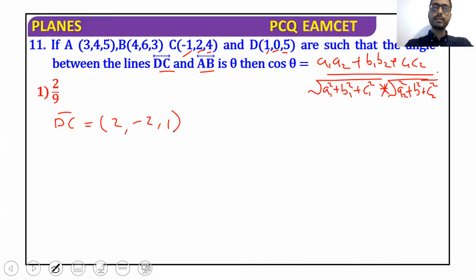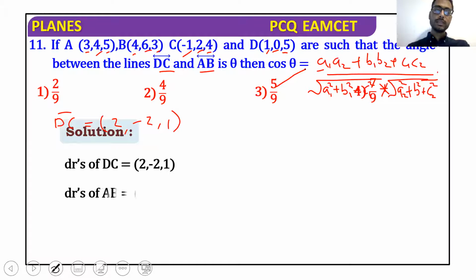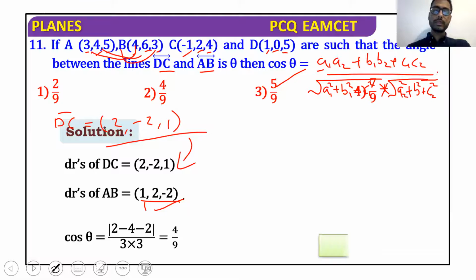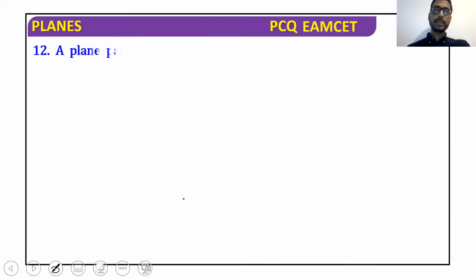Similarly, I'll get direction ratios of AB bar: x2 minus x1, y2 minus y1, z2 minus z1. I have my DC bar and AB bar. From there, I got my direction ratios A1, B1, C1 and A2, B2, C2. Substitute in this formula to get cos of theta. So direction ratios are 2, 2, minus 1. Similarly, this will be 4 minus 3, which is 1, 6 minus 4 and 3 minus 5. Substituting the direction ratios in the formula of cos theta, I get my angle.